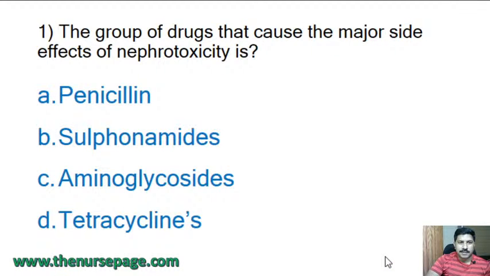The group of drug that cause the major side effects of nephrotoxicity is: penicillin, sulfonamide, aminoglycosides, tetracyclines.